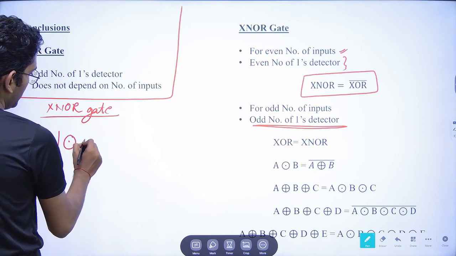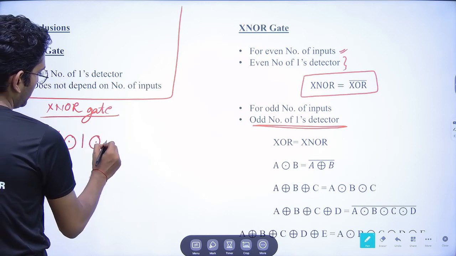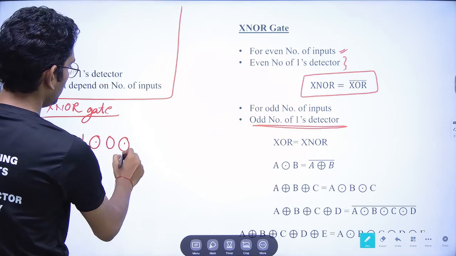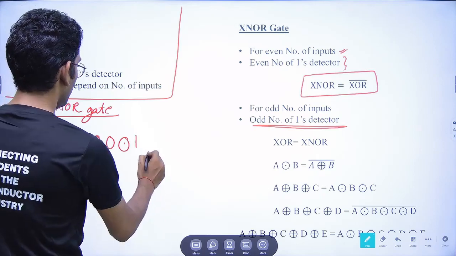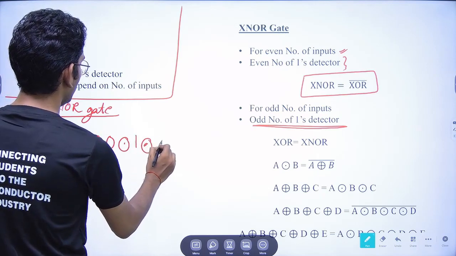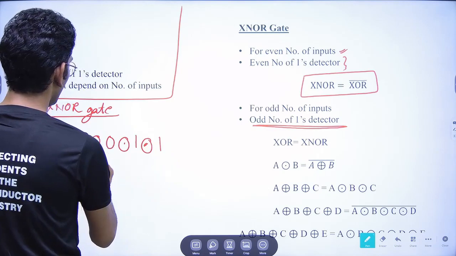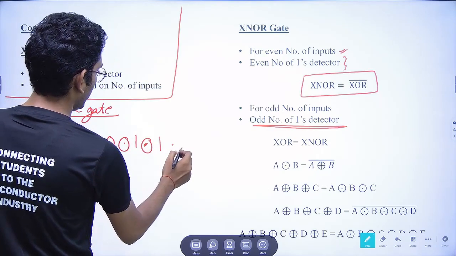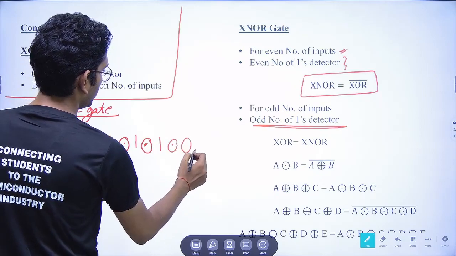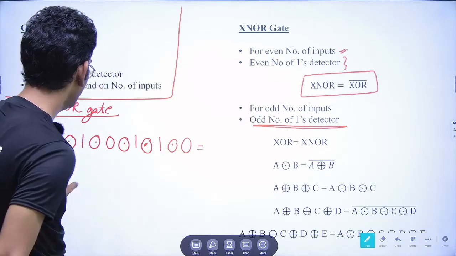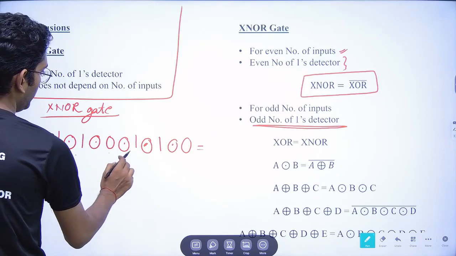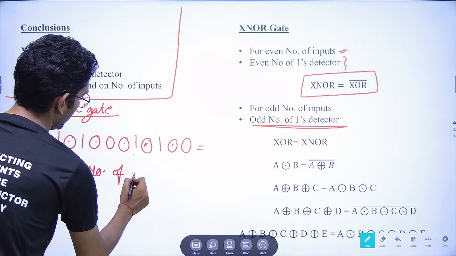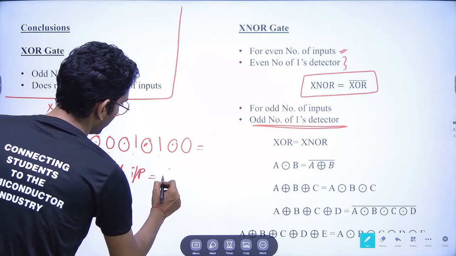Let us take 1 1 0 1, 2, 3, 4 inputs. And let us take 5 inputs and 6 inputs. Fine. So here 1 2 3 4 5 and 6. How many inputs do we have? The number of inputs is 6.